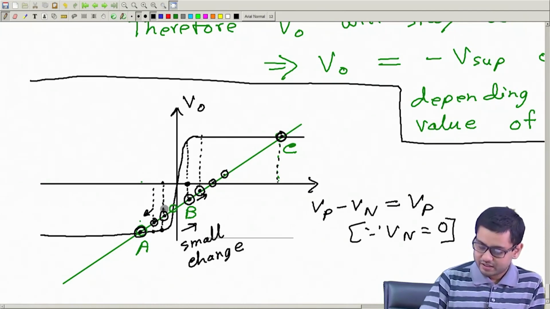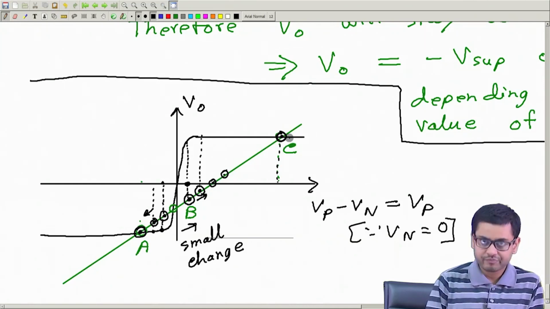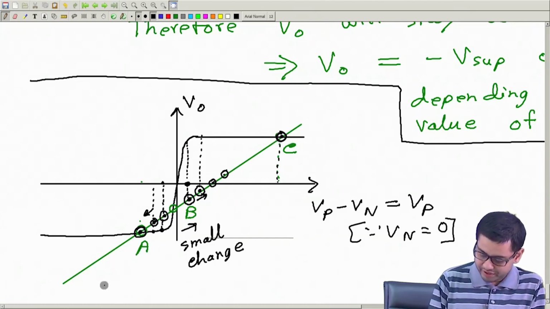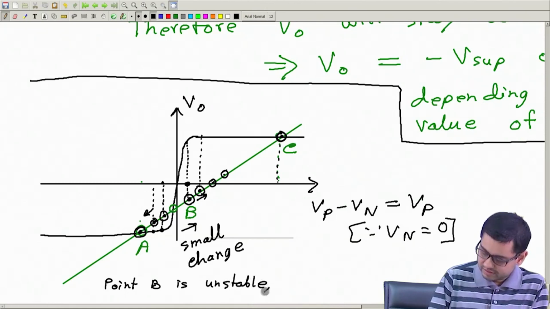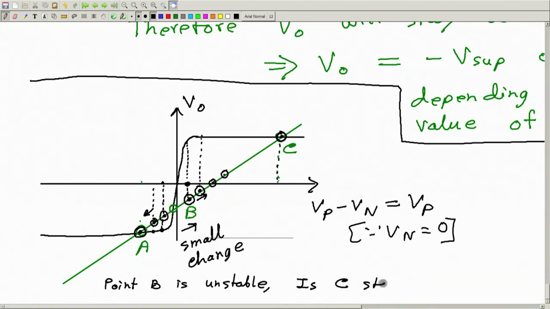Now let's see, are these points A and C stable? Let's check. Point B is unstable. But now let's ask, is C stable?